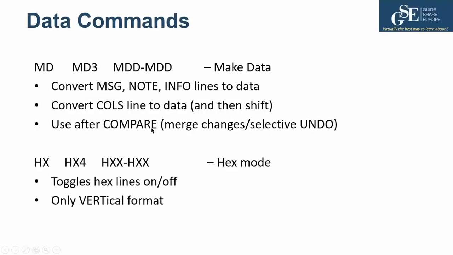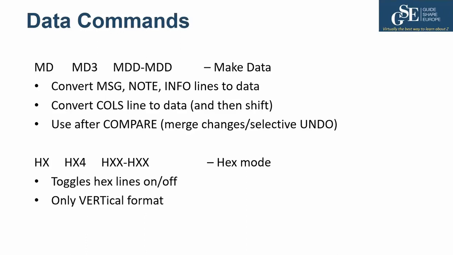There are some data commands. The make data line command can be used to change unreal lines into real lines, okay? So it might be some messages or notes or information lines that you want to keep around. I'll frequently use it for the columns line command, where I'll bring up the columns line command, do an MD on it to change it, and then do a column shift to shift it over to where I'm trying to count things. It's also very handy for after a compare, and I'll show that later.